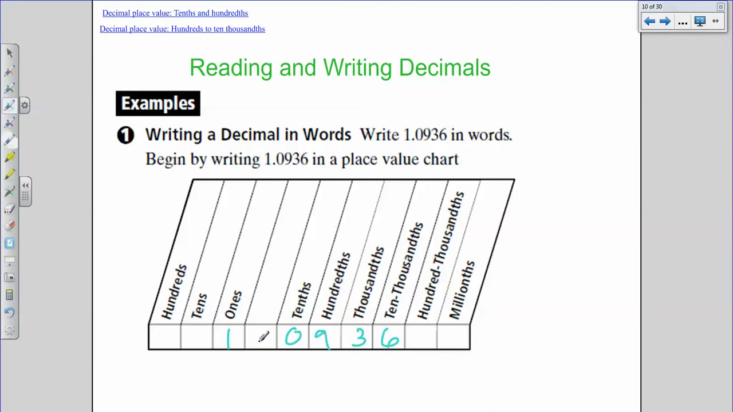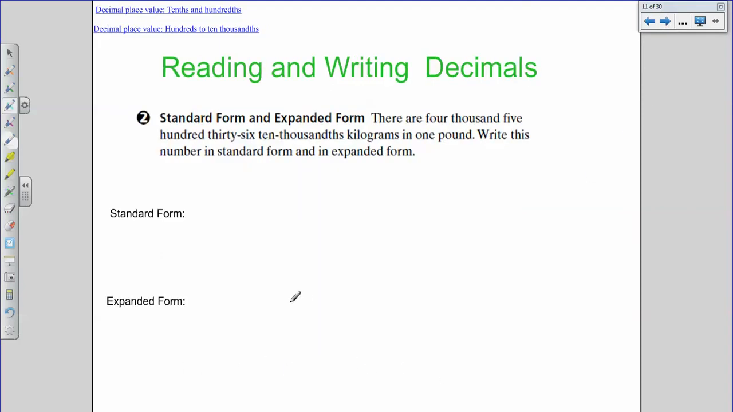So I have 1, my decimal point I read as "and." So I have 1 and 936 ten-thousandths. So wherever my last digit is, whatever place value that is, that's the number that I read out loud. So 1 and 936 ten-thousandths. Okay, and again, this place value chart is yours so that you can reference it as long as you need. So again, we're working on just place value here.